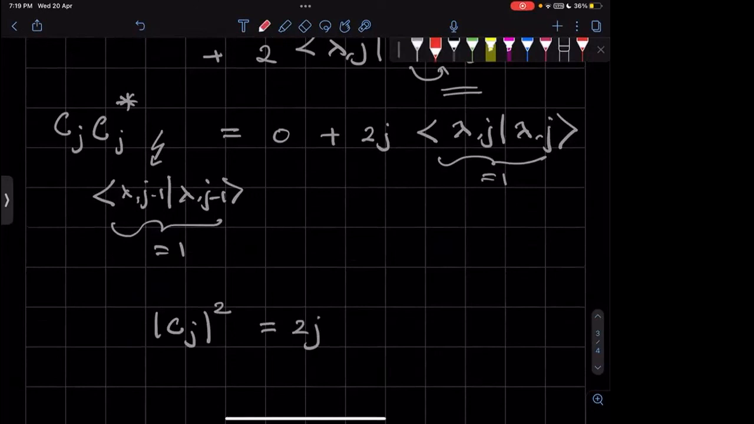Okay, is that clear? Yes. So we have found one of the constants. That is very exciting.